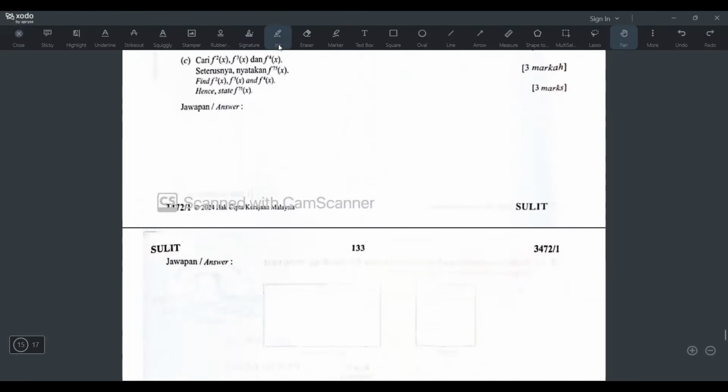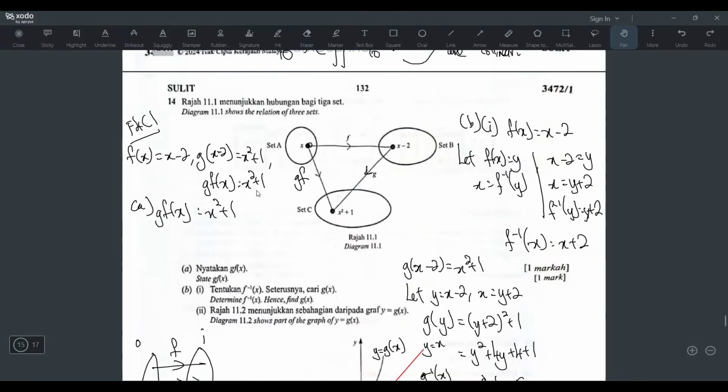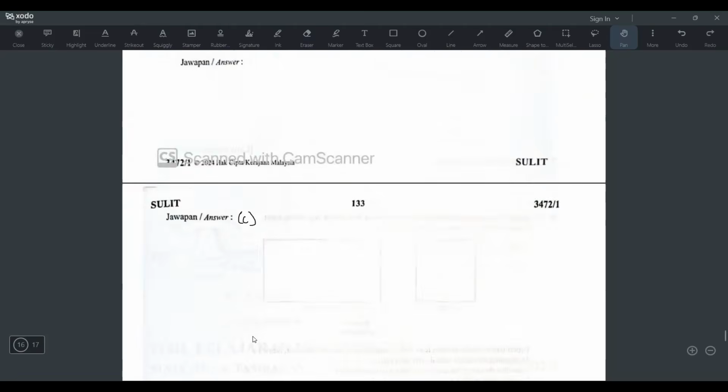Now it's time to do C already. Okay, C, I think I'll do it down here. So they want to find f^2(x), f^3(x), f^4(x), hence state f^75(x). In order to find all this, we need f(x). So we have f(x) is x minus 2, right? So let's go here and write down f(x) = x minus 2. Now I need to find out f^2(x), f^3(x), and then f^4(x), and then the ultimate one is f^75(x).